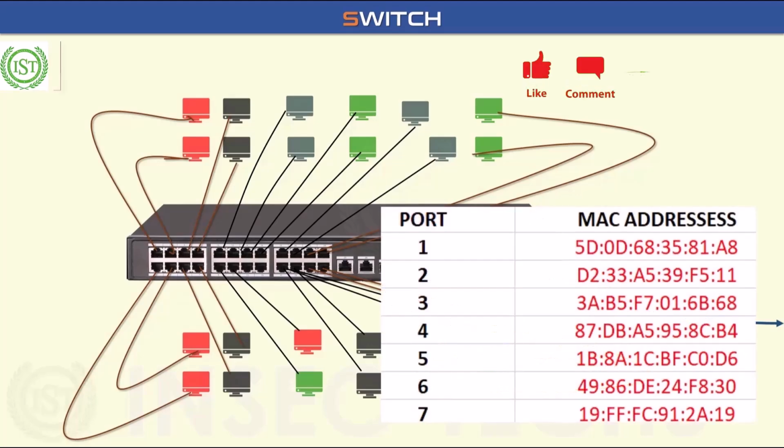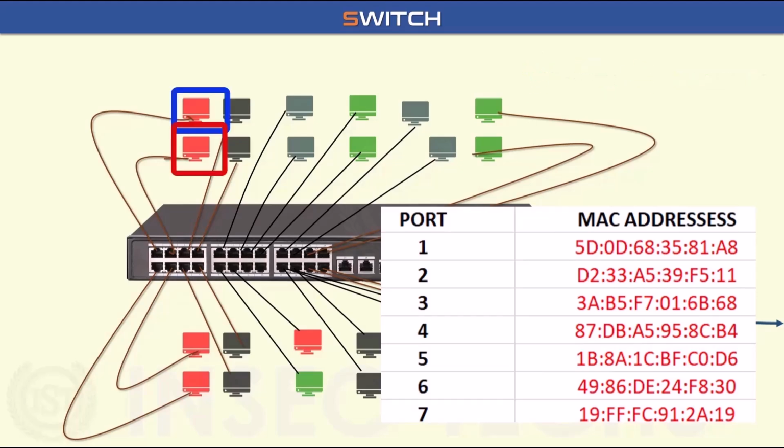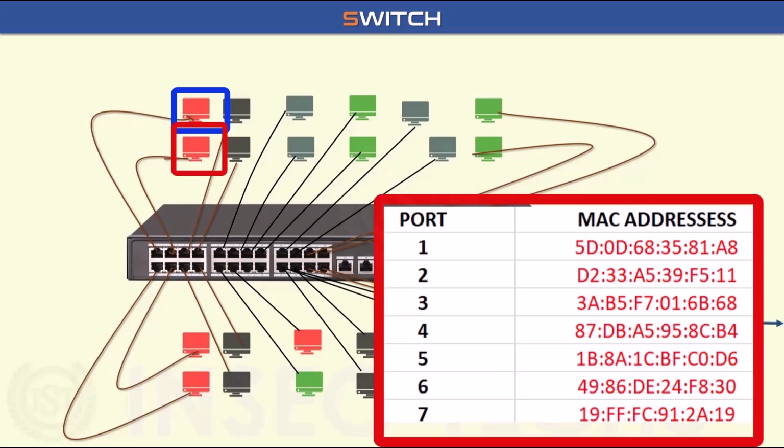So let me change the example. Let me assume that machine 1 wants to send some message to machine number 7 or PC number 7. Then the switch will look at its table, that is the switch table, and find 19FFFC91-2A19, that is the MAC address of the machine which is connected to port 7, and the data is sent to that particular port only. And this is why switches are considered more intelligent devices than hubs.